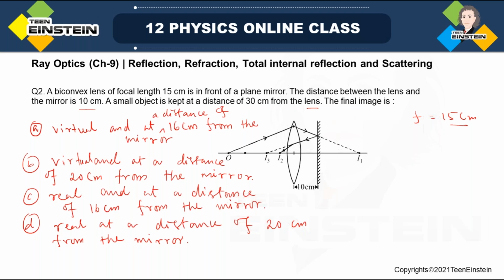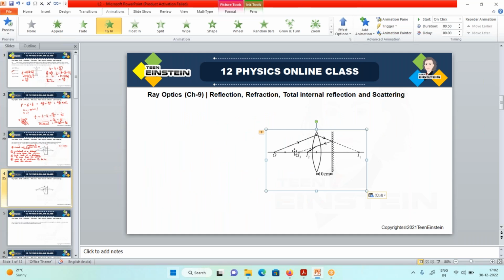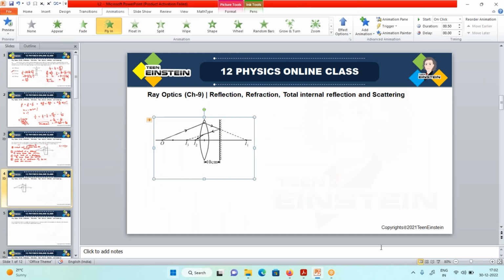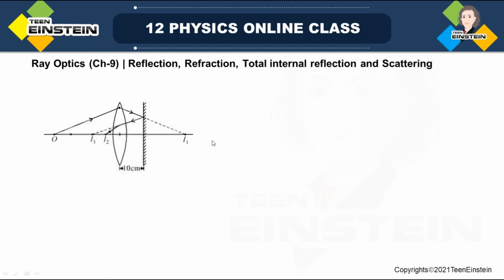Okay, you might be a little bit confused. Let me take this figure to the next page in a clean place so that we can do the necessary calculations over here. Okay, so look here, it is given that the lens has focal length 15 centimeter and the object is kept at minus 30 centimeter from the lens.